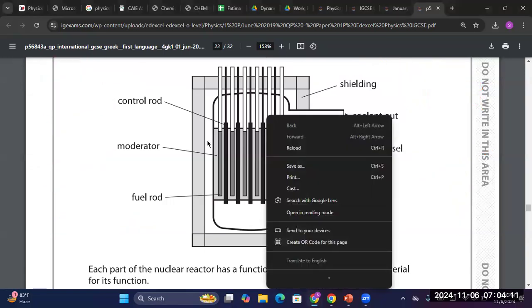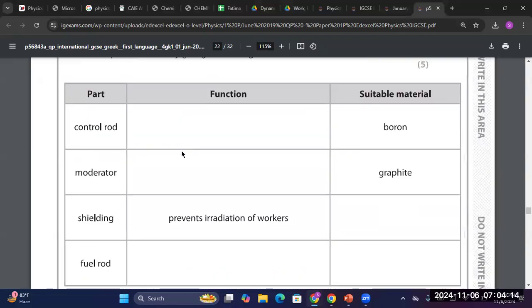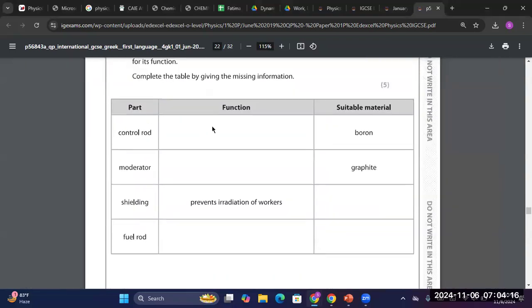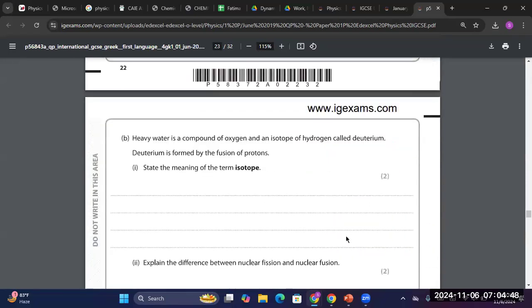Now after that, they're asking you, over here, see, a control rod. What is the function of a control rod? To absorb or stop the neutrons from traveling between the fuel rods. What is the function of the moderator? To slow down the movement of the neutrons. Shielding is usually made from lead because it prevents irradiation of the workers, it prevents harm to the workers. The function of the fuel rod is to provide the fuel that is needed for nuclear fission to occur, and the suitable material is uranium.